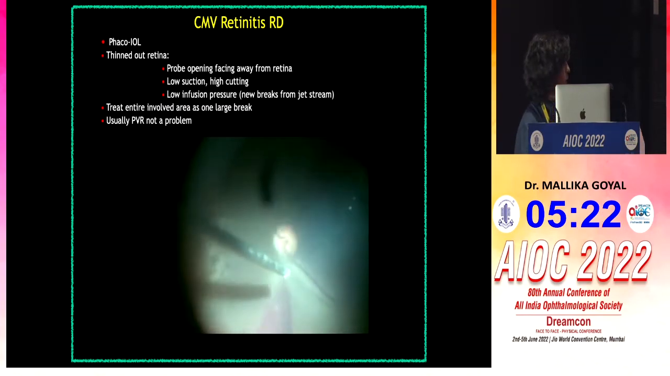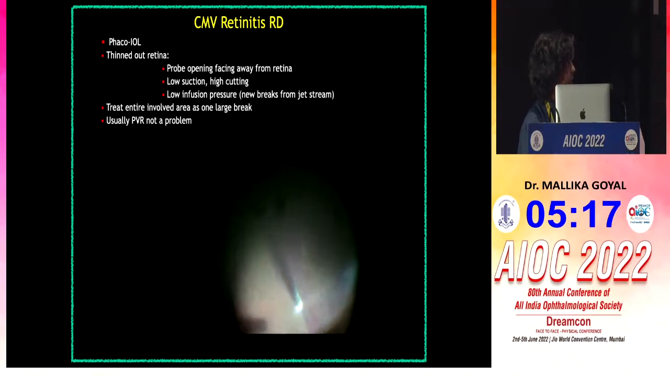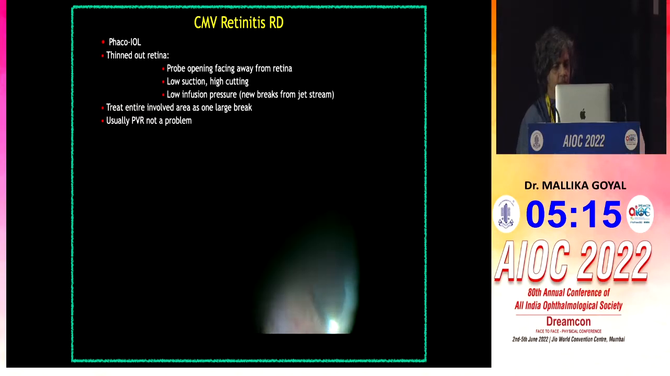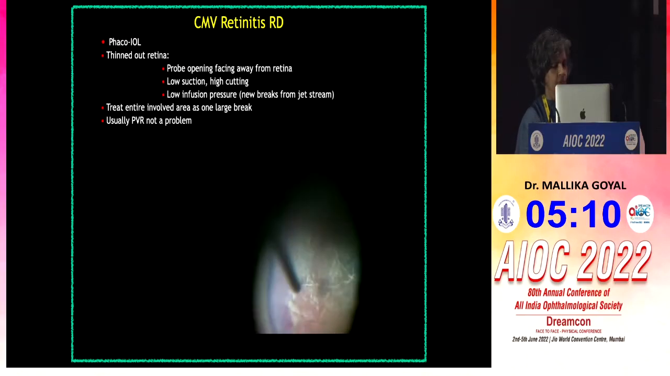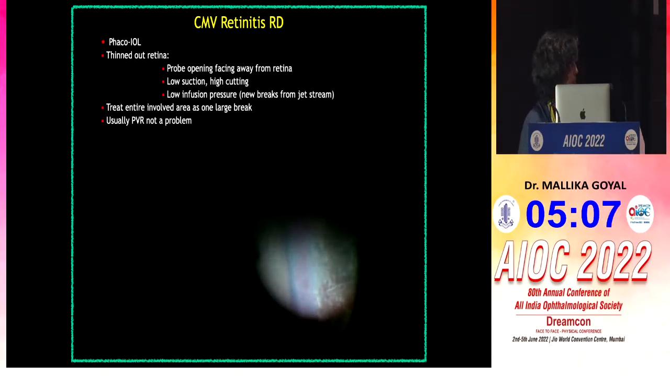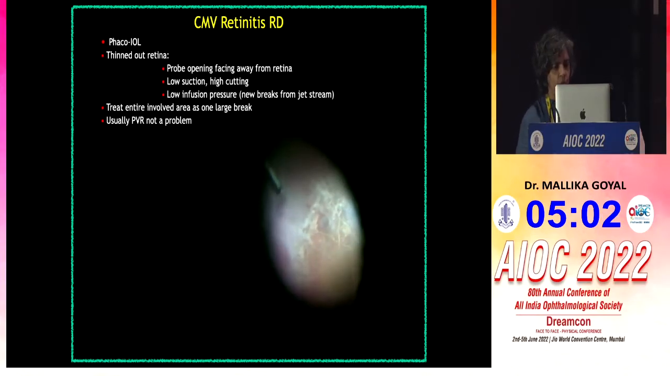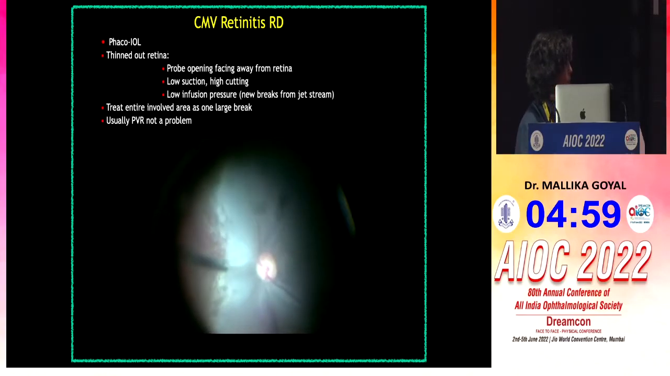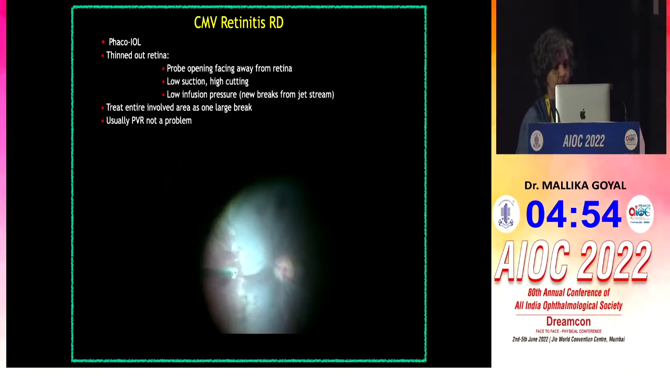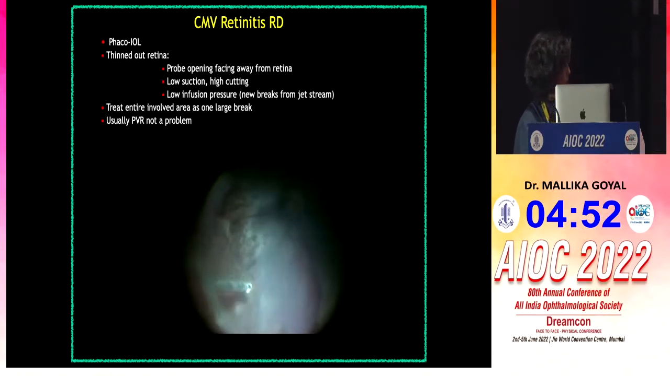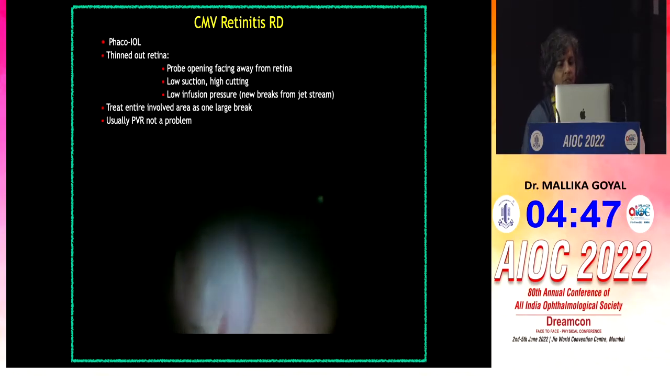And you see a large area of retinitis on your left side. The entire area can be treated as one large break. Instead of looking at the multiple breaks, you see this is like a sieve. The entire retina becomes studded with breaks. So your suction has to be very low, cutting has to be very high. The probe tip has to be facing the vitreous anteriorly, otherwise there is a higher chance of enlarging these breaks. And keep the infusion pressure also relatively low, otherwise the jet stream injury can enlarge these breaks.